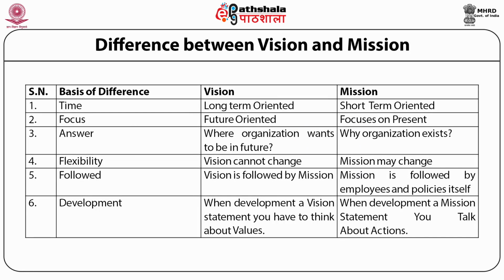Let us look into the difference between vision and mission. So we have taken 6 different bases to differentiate between vision and mission. The first basis of difference is time. Vision is basically long-term oriented, whereas mission is short-term oriented. Short-term does not necessarily mean a few months or a year. A company could change its mission every 2 years, 3 years or 5 years.